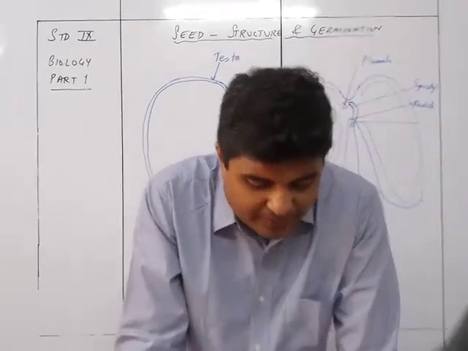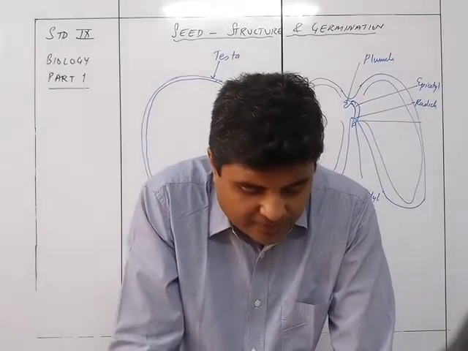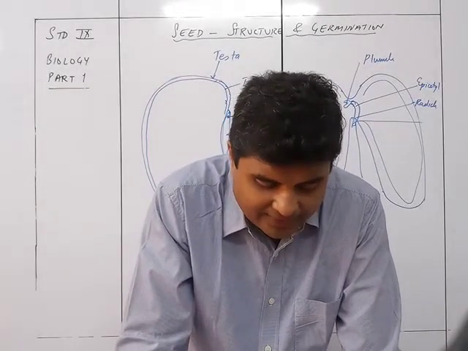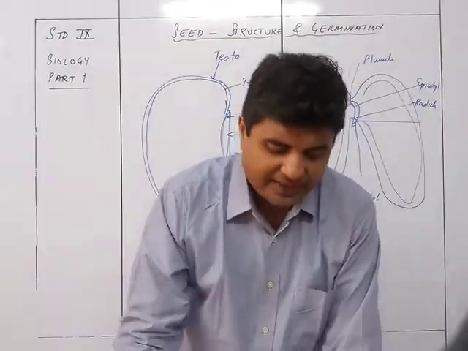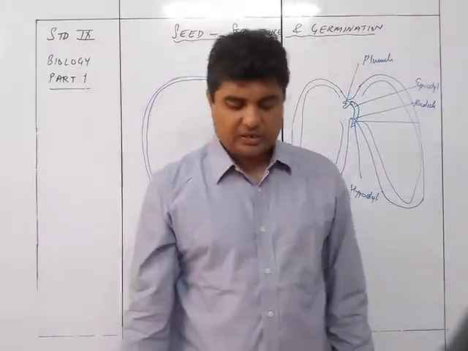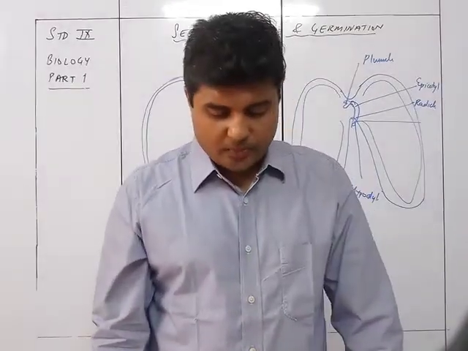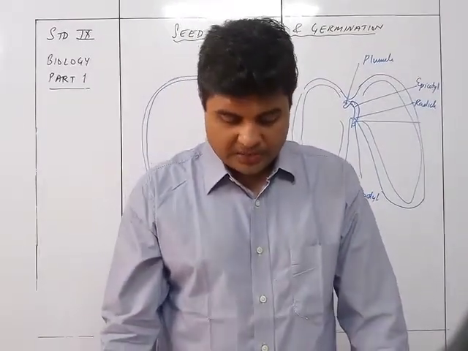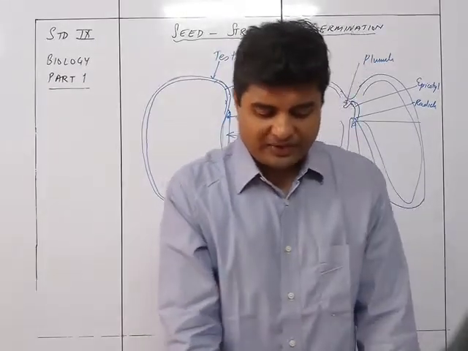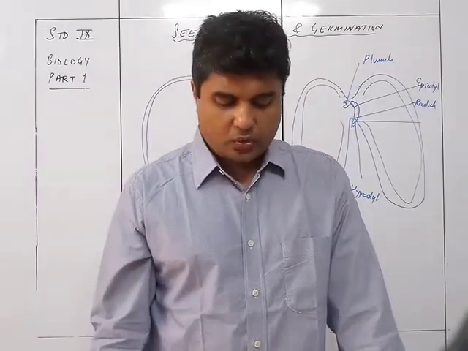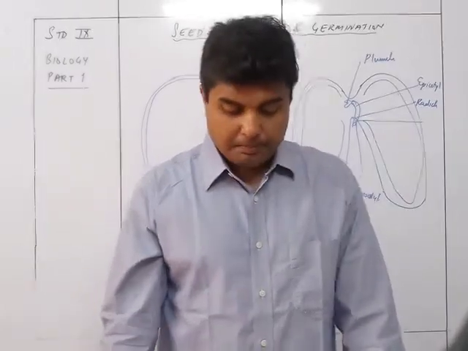On carefully separating the two cotyledons, the tiny embryo can easily be seen attached to one of the cotyledons. The embryo consists of two parts: the radicle, which later forms the root, and the plumule, which later forms the shoot. The plumule consists of a short stem with a pair of tiny leaves and a growing point between them.